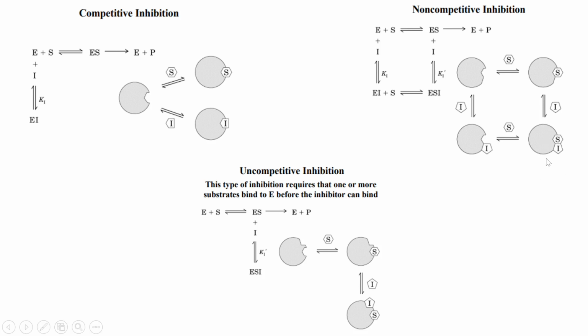Now all the ESI, the enzyme substrate inhibitor complex, this ternary complex, will not get converted into enzyme and product. So only the enzyme substrate complex to which an inhibitor has not bound will get converted into product. So the rate of catalysis will decrease, the Vmax will in turn decrease, and the Km will remain the same.